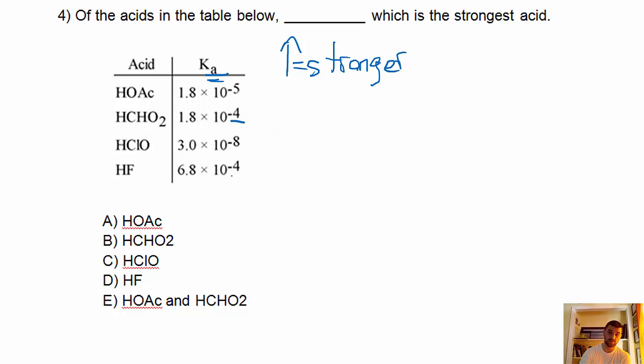We have two that are to the minus 4, so I know it can't be those options. It's going to be either CHO2 or HF. Now since you have the same scientific notation setup, you can look at that first number. Which one's bigger? HF. That one's bigger, so that one's going to be our strongest acid.